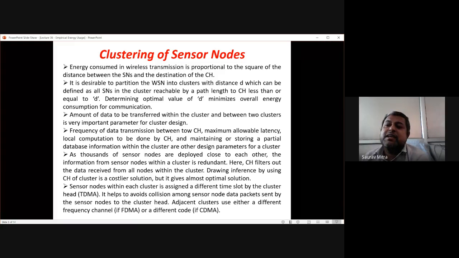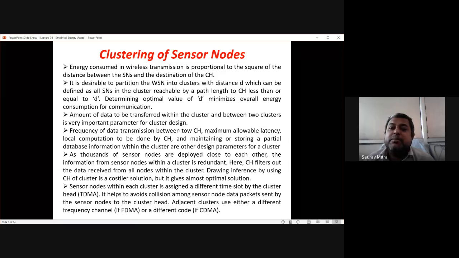So this cluster head is kind of a teacher for the other 4 nodes. The cluster head governs the other 4 nodes. It receives the data from all the 4 nodes and sends it to the base station after a little bit of processing. So that is very important. Energy consumed in wireless transmission is proportional to the square of the distance between the sensors and the cluster head. That means if the distance is 4, the power required will be 4 squared, that means 16 units. If the distance is 2, power usage will be 2 squared, that is 4 units.